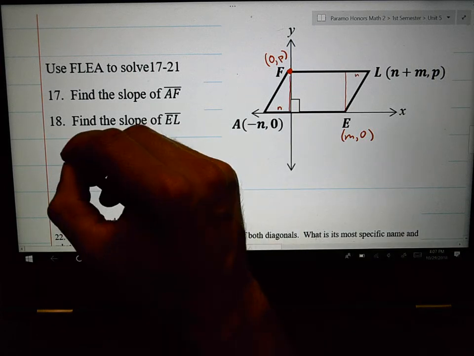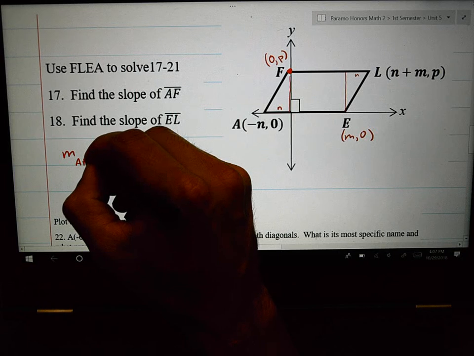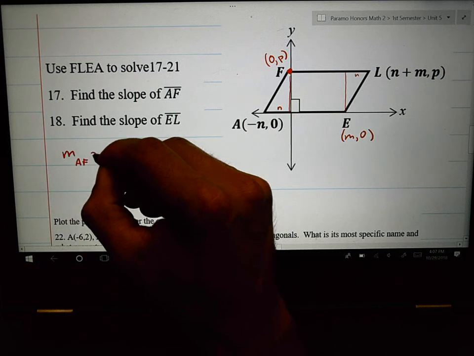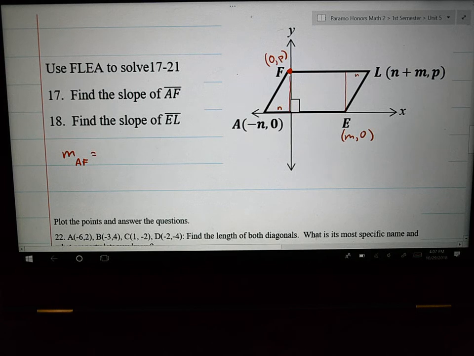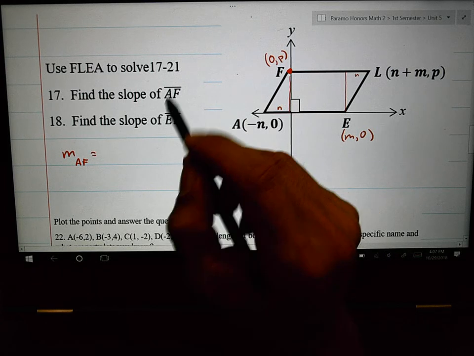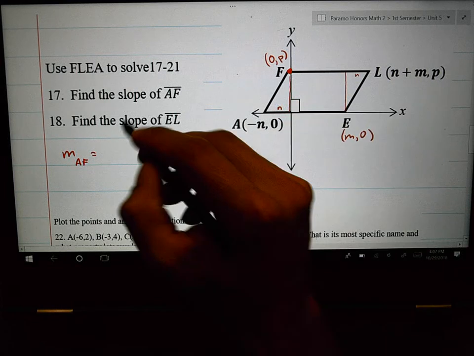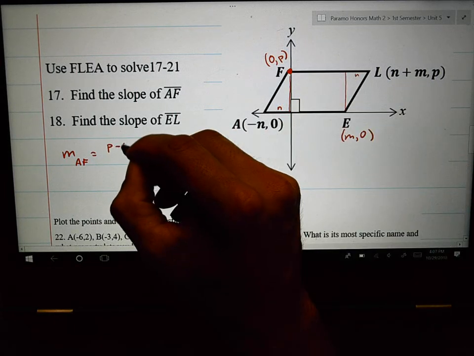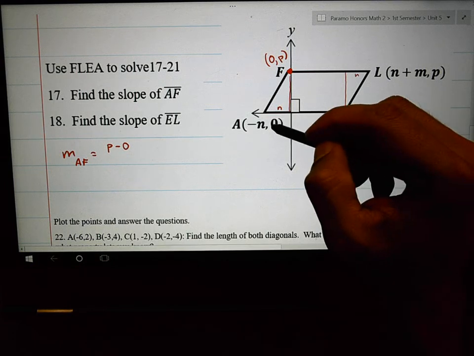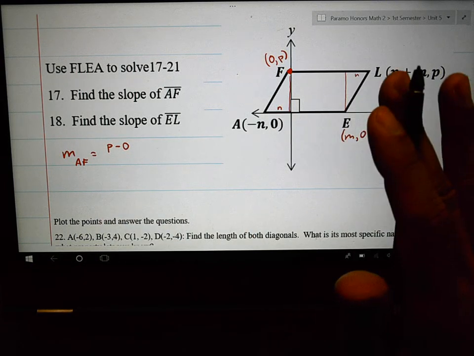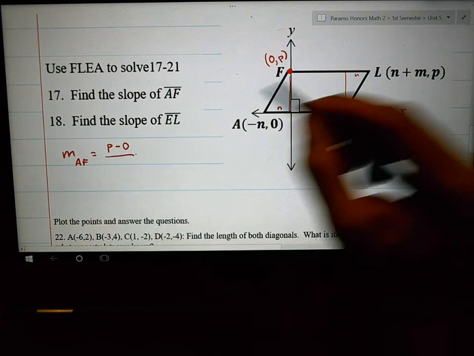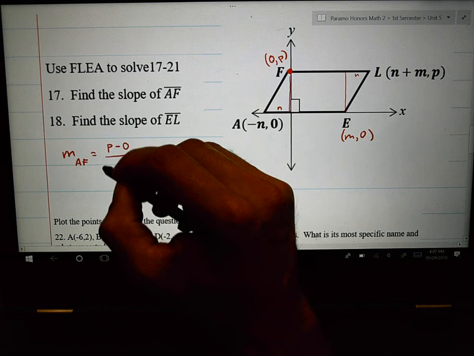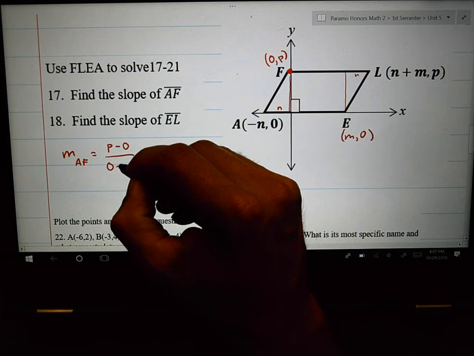All I have to do for the slope of AF, this is M for the slope, and then I'm going to put a subscript of A and F so I know which one I'm finding. This is the slope of AF. I'm going to do y2, this one's y2, P, minus y1, this is y1. You could easily do this as y2 and this is y1, but once you decide which one's y2, then you have an order. You have a y2 minus y1 over x2 minus x1.